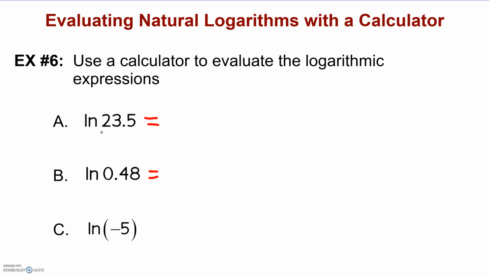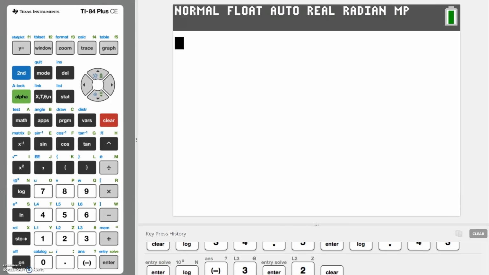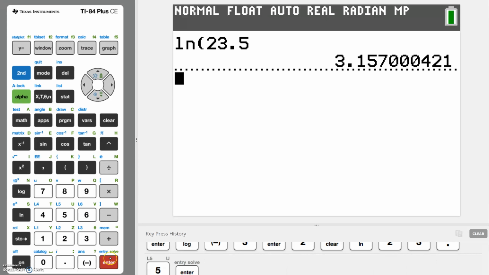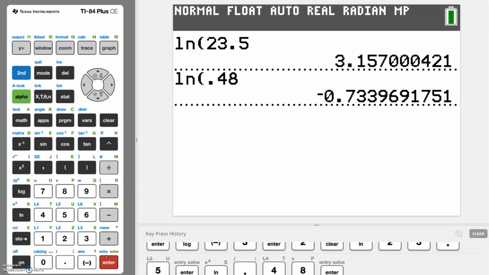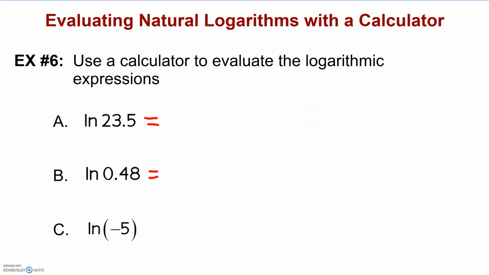It's 23.5. You'd have to raise e, which is about 2.718, to a positive power to get that. However, 2.718 to a negative power would give you this really small number here. So on your calculator, that natural log button is right below the log button. So you just do natural log of 23.5 and natural log of 0.48. And you get those two values, 3.157 and negative 0.734.